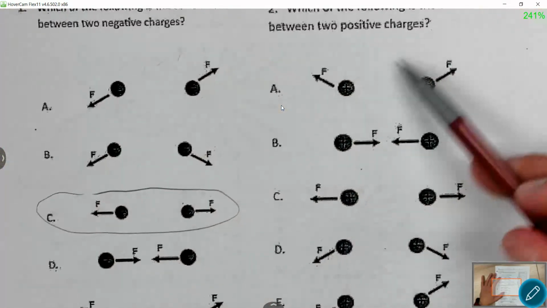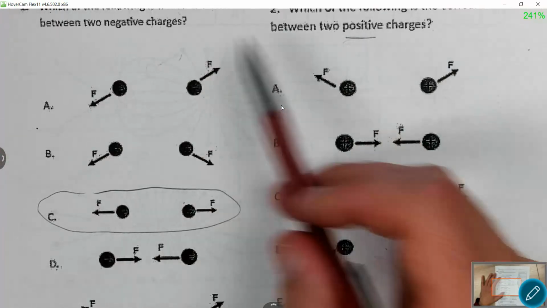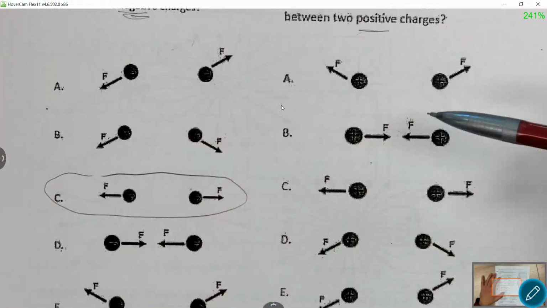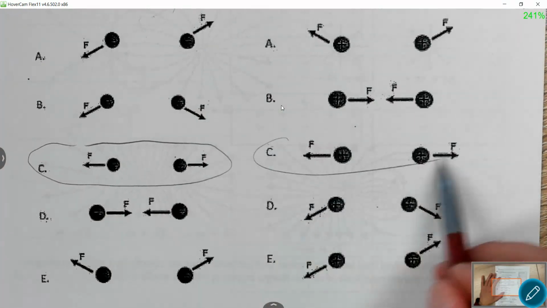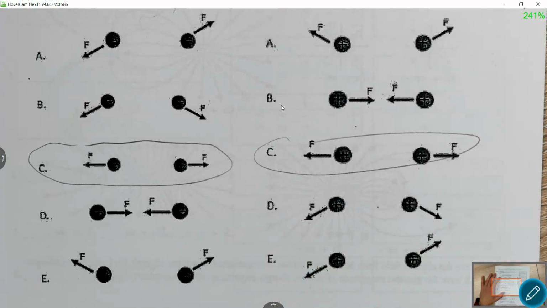Okay, and these are two positive charges. So two positive charges also do what? Repel, which means which would be the best option? C. Yeah. All right, and then the last two.